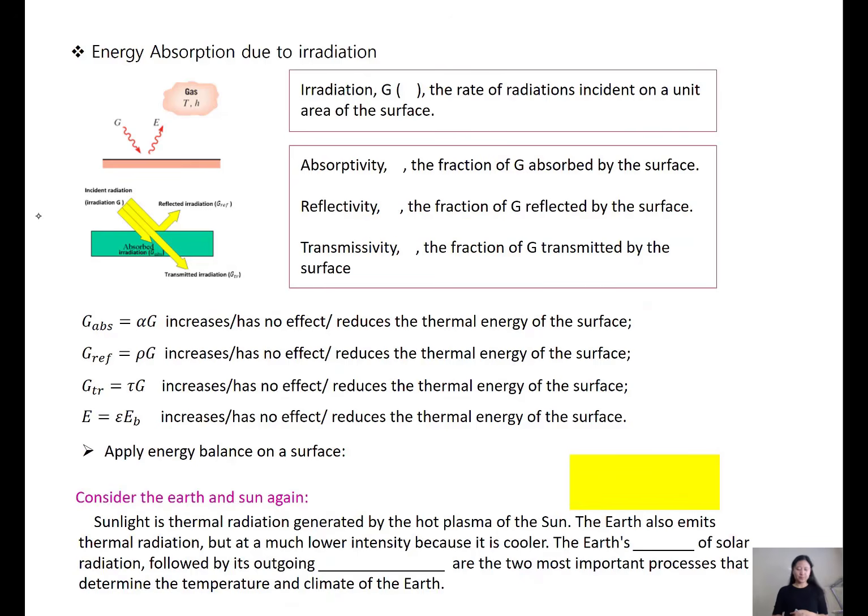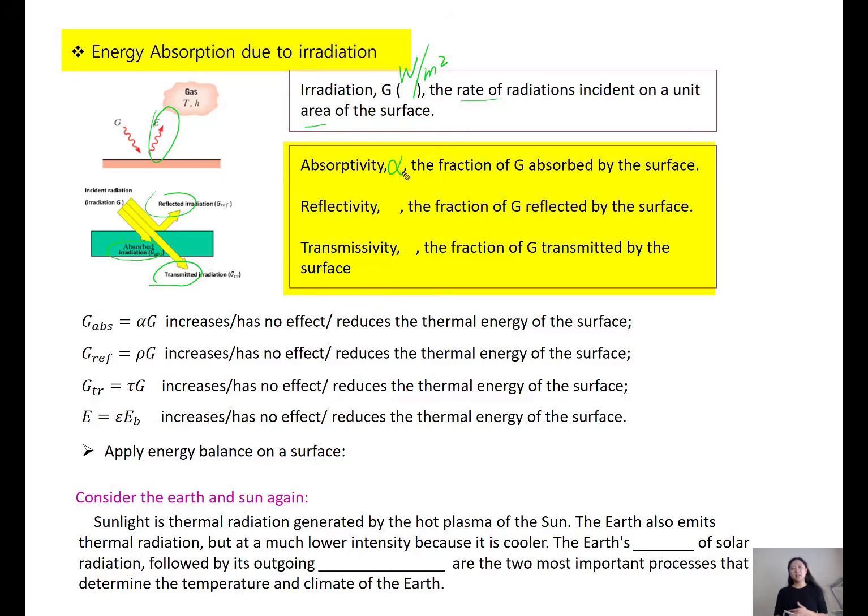Besides energy outflow, there's also energy inflow. Here we use G to represent irradiation. It's the rate of radiation incident on a unit area of the surface. So the unit of irradiation is watt per meter squared. Among this incident radiation, some is absorbed, some is reflected, the rest is transmitted. So we use alpha to represent absorptivity. It is the fraction of G absorbed by the surface.